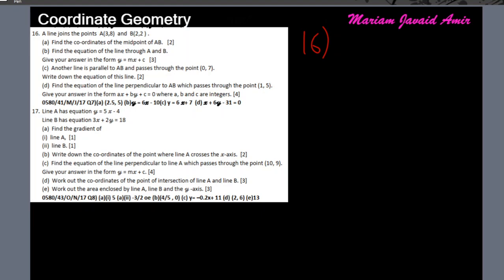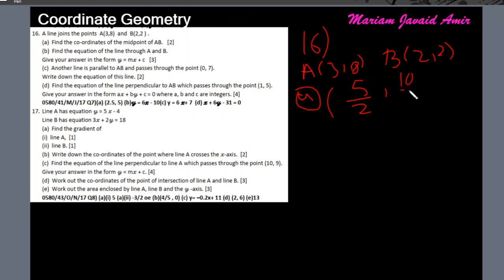A line joins point A (3, 8) and B (2, 2). Part A, find the coordinate of the midpoint. So add the x values, 3 plus 2, 5, divide by 2. Add the y values, 8 plus 2, 10, divided by 2 is 5. So we get (2.5, 5). I'm not going to go into details.